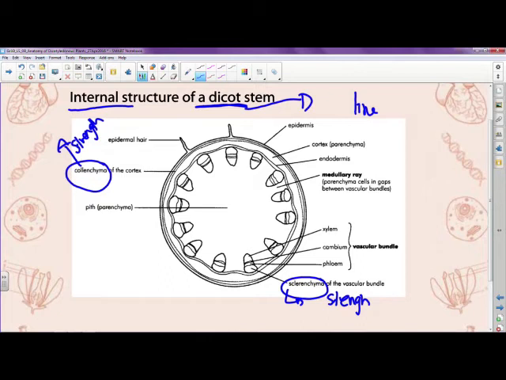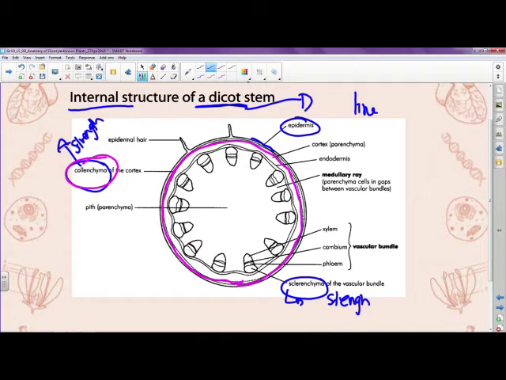So let's have a look at the basic function, our epidermis ever present on the outside. Then what do we have? Underneath it, just underneath the stem, I'm going to do it in pink here. Do you notice right underneath the epidermis, that is where I put my collenchyma. So I make my strengthening right underneath, but that's where I want it because I want to make my plant upright.